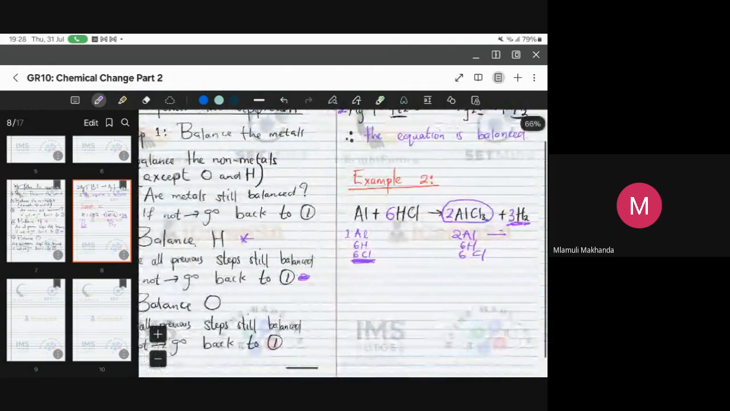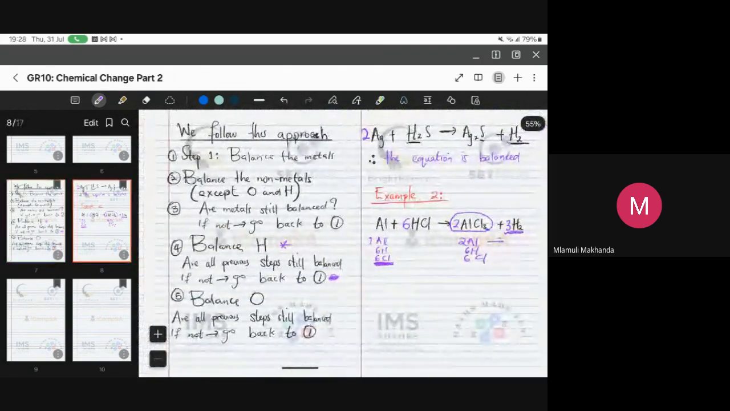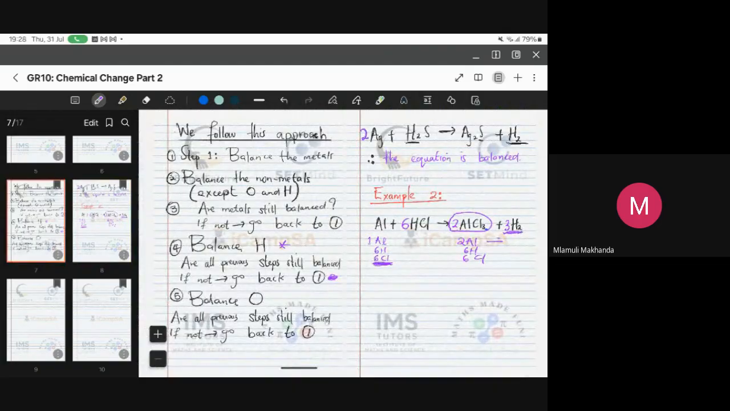Where were we? Yes. Now, if you check, everything is balanced at this point because we were trying to balance H. That means we were at this step, right? However, we ask ourselves, are all the previous steps still balanced? The simple answer is no. We need to balance our metal. So we have to go back again to step one, right? And on step one, balance the metals.